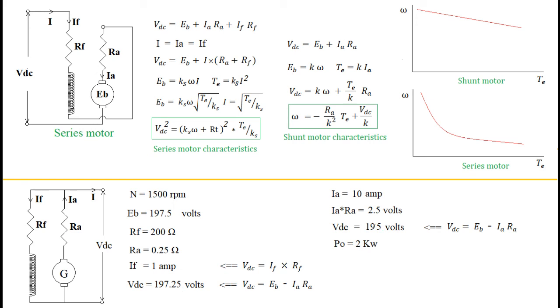Initially, if electrical load is not connected, then I is 0 and armature current is equal to field current. If the generator is driven at 1500 rpm, then induced EMF is, as before, 197.5 volts, which would approximately supply 1 ampere of field current. Armature resistance drop is negligibly small, only 0.5 volts, that would give 197.25 volts as a terminal voltage. Note that the 2 kilowatt motor that we have considered earlier is driven as a generator.